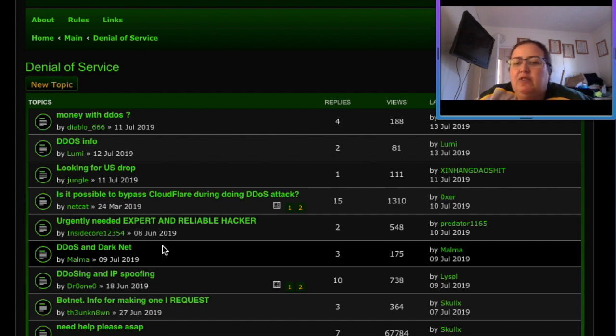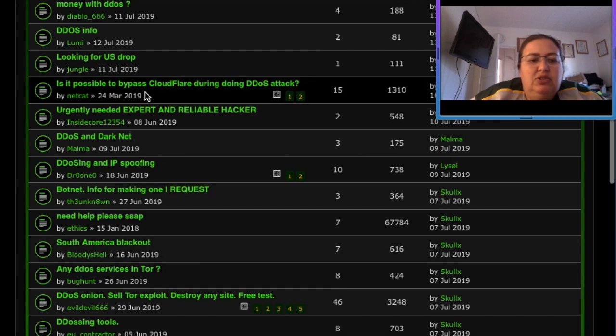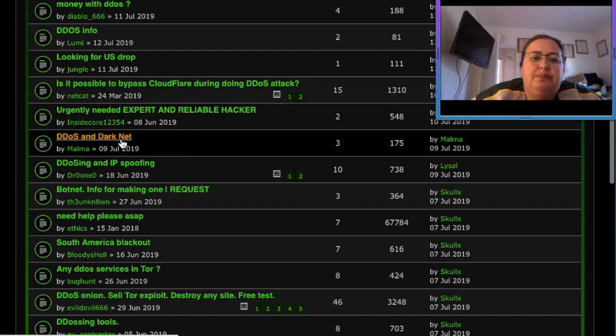So denial of service is basically when a hacker will send a ton of information into your server, so much at one time that it just completely shuts it down. It burns up the CPU and your computer crashes. So that's a DDoS attack. So, DDoS in the dark net.